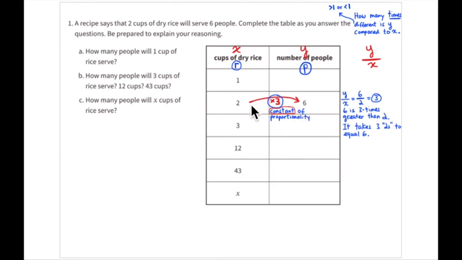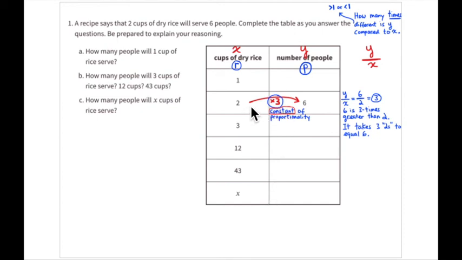They always have to give you one of the relationships so that you can figure out the constant of proportionality. So one of the rows always has to be completed for you. In this case, it's the second row. And they're telling you that the relationship between the amount of dry rice and the number of people is 2 cups of dry rice for 6 people. So what do you multiply the 2 by to get to the 6? Whatever that factor is, that's the constant of proportionality, and you're going to use that all the way up and down the table. In this case, it's times 3.